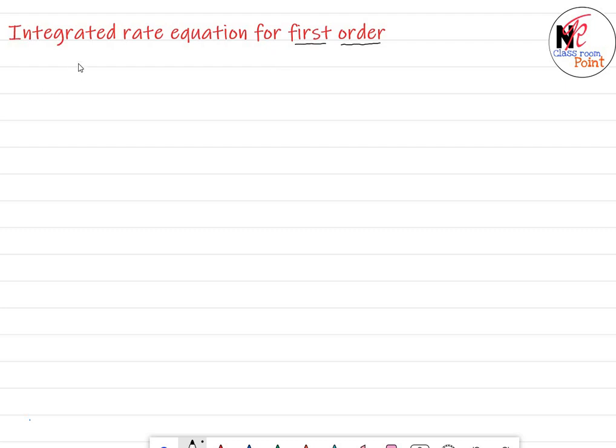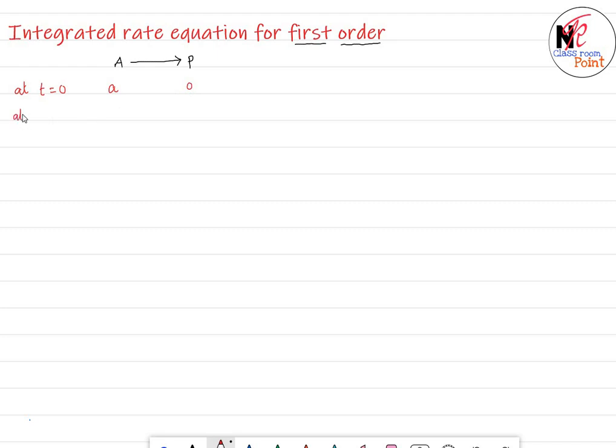Now, let us take a reaction. In that reaction, some reactant A converted to the products P. Now, for this, the initial concentration at a time t equals to 0 seconds. Let the initial concentration of A is a moles per liter and P is 0 moles per liter.